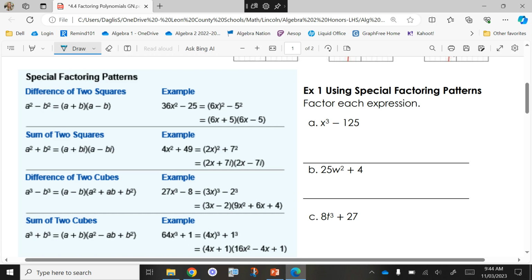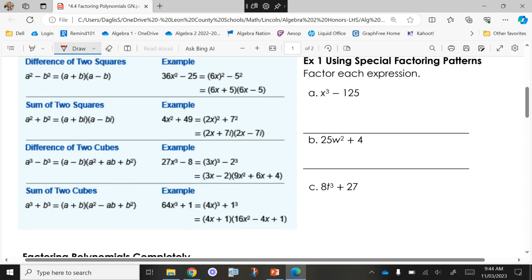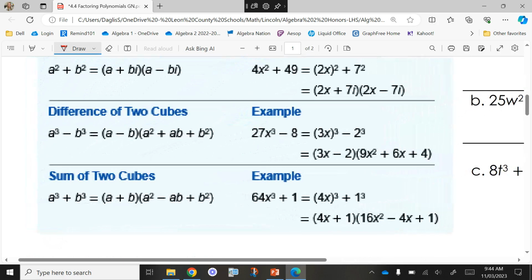Okay. Then we have difference of 2 cubes. Okay, difference and sum of 2 cubes. They both have a pattern. If you notice, they're both a and then b, and then a squared, and then ab, and then b squared, right? We see that they're the same. The difference is their signs.